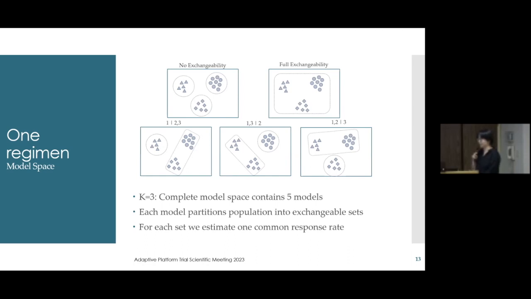And then let's look at the model space. When k equals 3, which means that we have 3 biomarker groups, the complete model space contains 5 models, and each model partitions the population into exchangeable sets. And for each set, we estimate 1 common response rate. So this is the full model where we assume no exchangeability without any pooling, or we can pool 2 of them together or all 3 of them together.